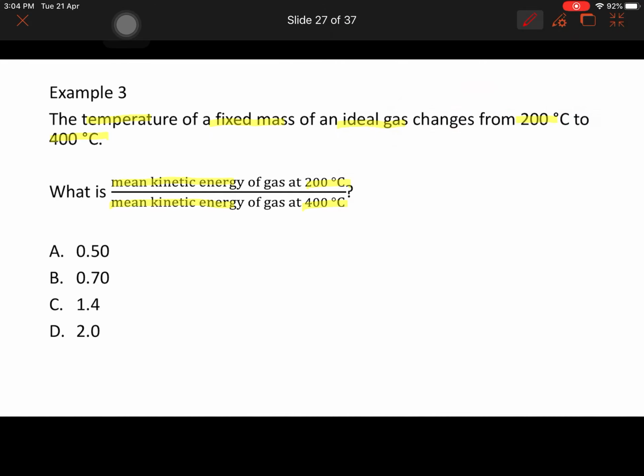So the last slide, what did we just learn? We just learned that KE is proportional to temperature, isn't it? So if I want to find KE at 200 degrees Celsius to the KE at 400 degrees Celsius, some of you might just have done this: 200 over 400 equals half. So you chose answer A. Now the answer is B, not A. So what's wrong? Why is the answer not half?